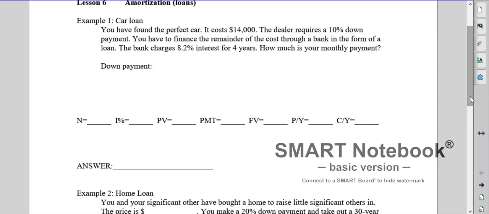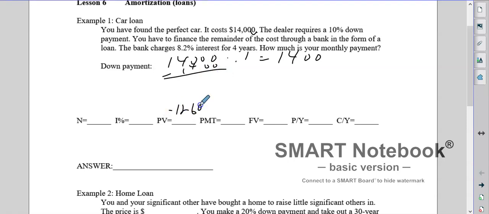All right, so first we got to calculate this. So 14,000 times 10%, which is 0.10, which is 0.1. Or we can just move the decimal one place to the left. That's $1,400. Okay, we're going to subtract that and find out that we are going to finance $12,600. Negative, if you want to put it in, doesn't really matter. So 14,000 minus 1,400 is negative 12,600. That's what you're borrowing. Okay, payment we're trying to calculate.